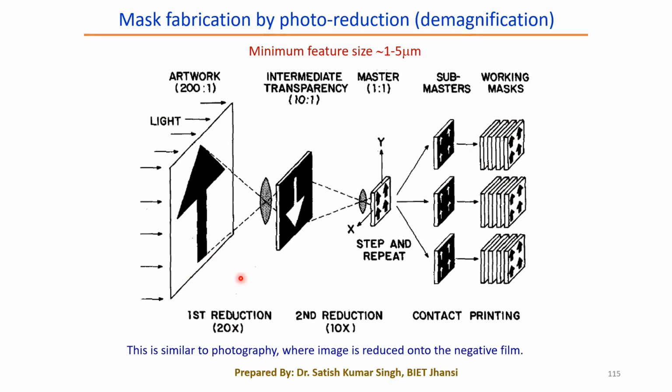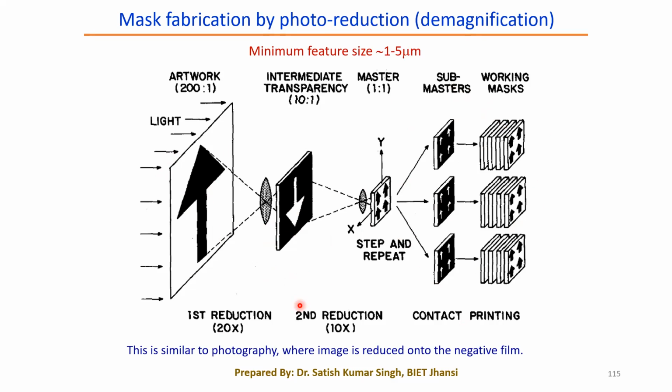So what we are doing is, first we fabricate a big mask, and then we go for reduction of the size of the mask. This can be done by mask fabrication by photo reduction, demagnification, and later on we can go for the final working mask by reducing the size of the mask. This is something similar to photography. So these are the different ways by which we can fabricate the mask.